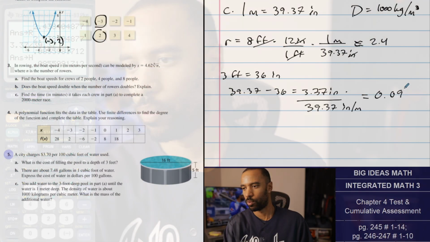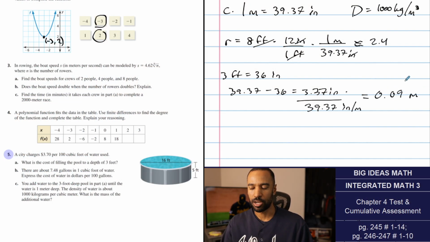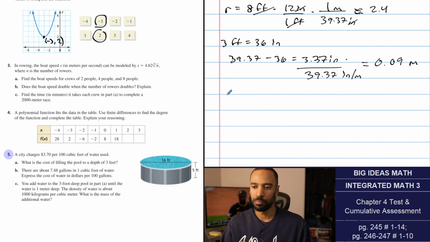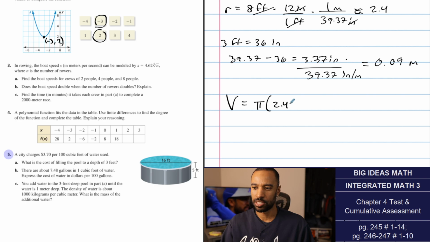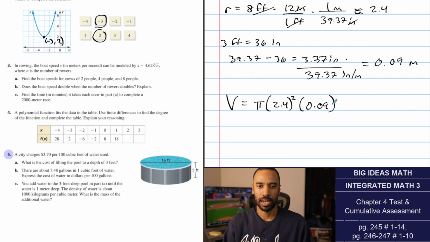All right, so we have H and R. That's around 0.09, whatever, but that's meters. So that's how many meters we're adding to this thing. So the volume that we're adding is area of base, pi times that many meters squared, times height. And again, I have exact answers in here that I'm going to use. So we're going to do pi times r squared.